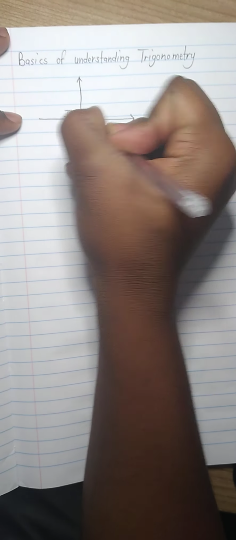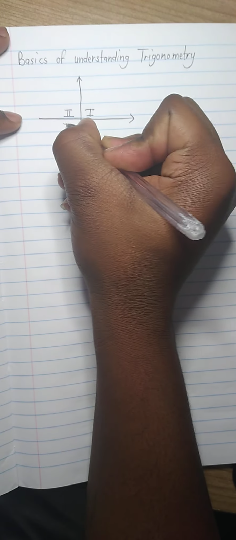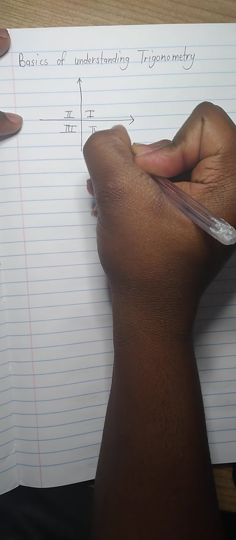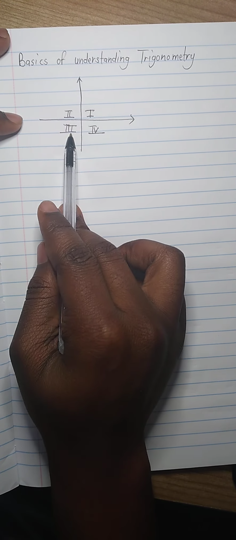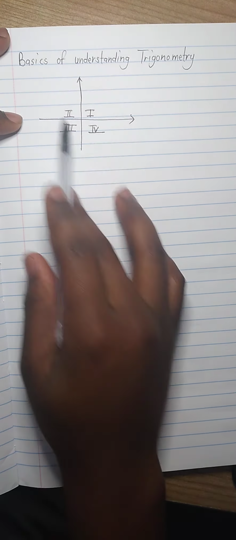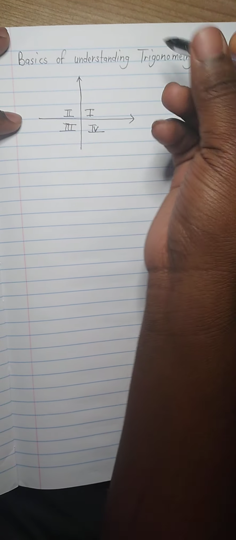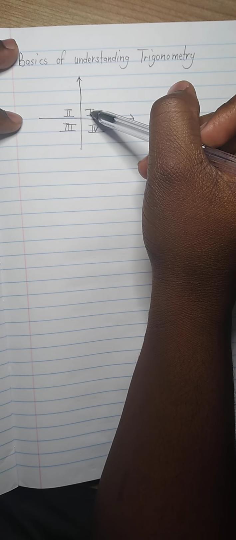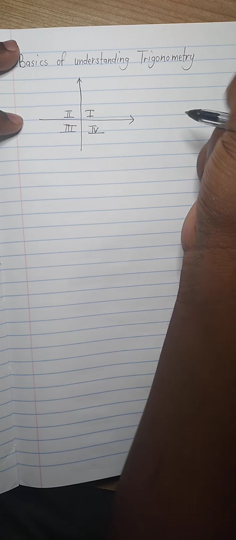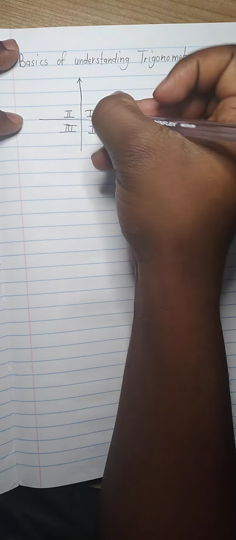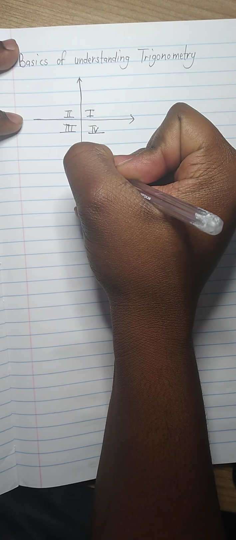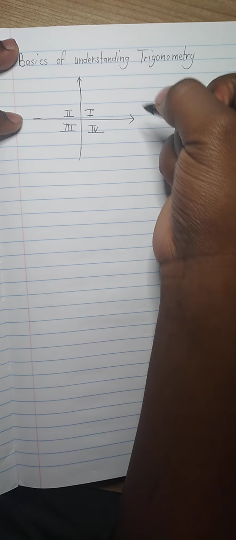It's unlike the graphs of functions. These are called quadrants. So it's quadrant 1, quadrant 2, quadrant 3, quadrant 4. I wrote them in Roman numerals just to indicate this is quadrant 1, quadrant 4. So in quadrant 1, everything we have there is always positive.